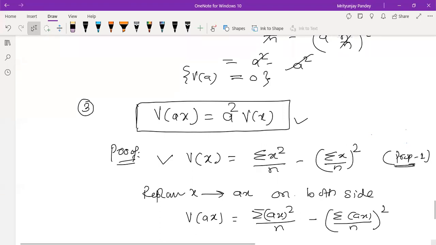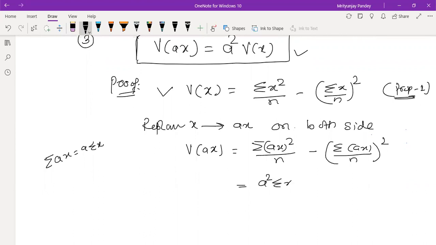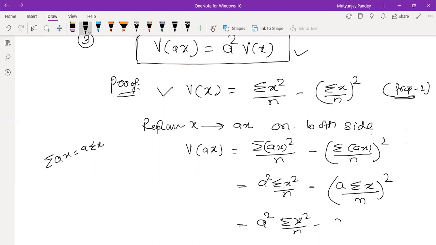Yes, sir. Okay. Now once again, you already know that for summation of ax, we can write a into summation of x. So similarly here, a square summation of x square upon n minus, here also you can take a common from the summation, then a into summation x divided by n the whole square. In the next line you can write a square summation of x square divided by n, minus a square summation of x divided by n the whole square. This square will come on this one as well as on that one.